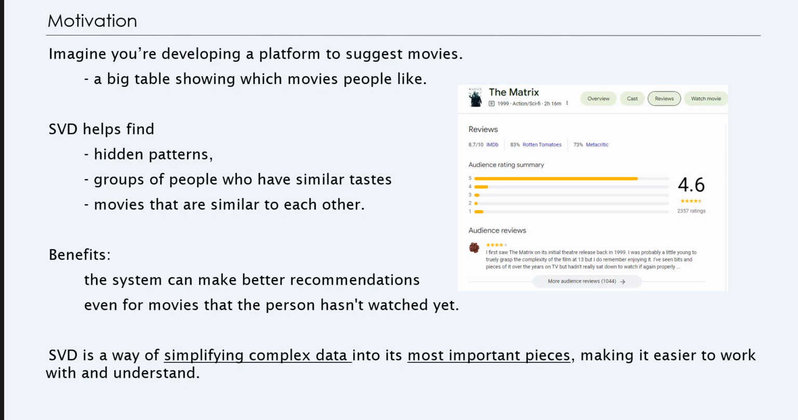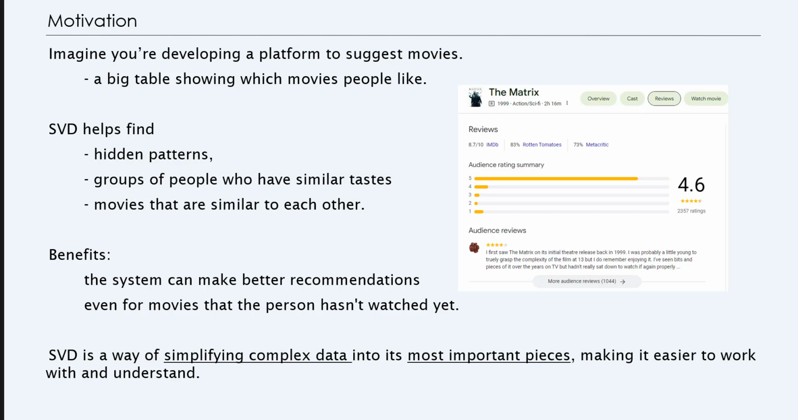So next on to SVD. Consider the example of developing a movie recommendation platform to explain the benefits of singular value decomposition. We illustrate that with a large table showing user preferences for movies, SVD can help uncover hidden patterns in the data.